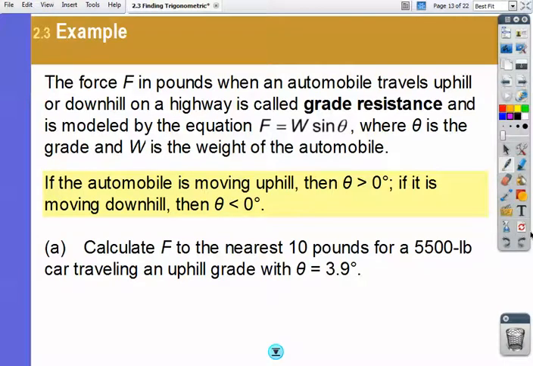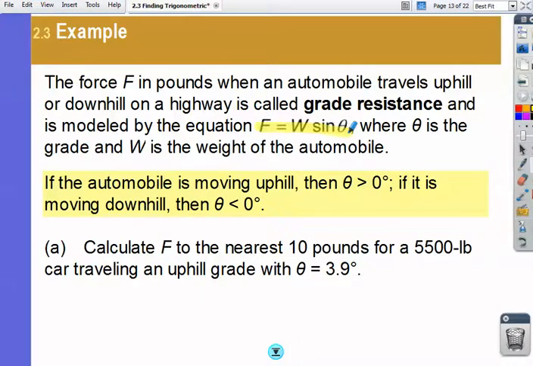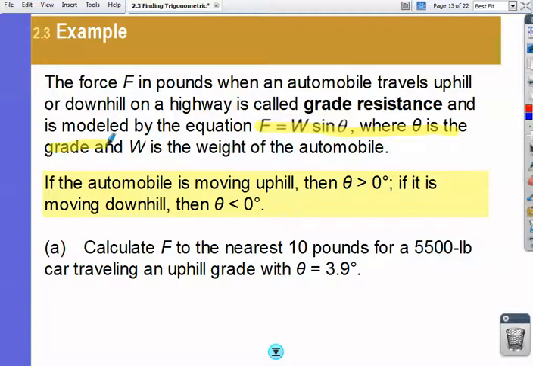Okay, so this one has a lot of background information. Let's read through this and then we'll find out what's important. The force F in pounds when an automobile travels uphill or downhill on a highway is called grade resistance and is modeled by the equation F equals W sine of theta. Theta is the grade and W is the weight of the automobile. Right now, if I were picking out important information, I would say that statement is pretty important. That's my equation and what my variables stand for.